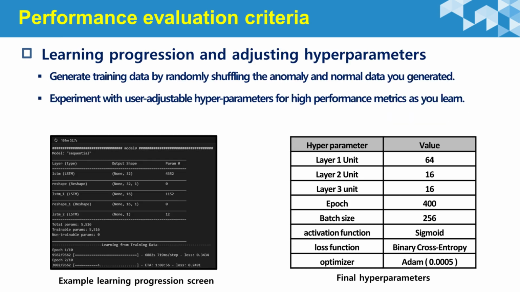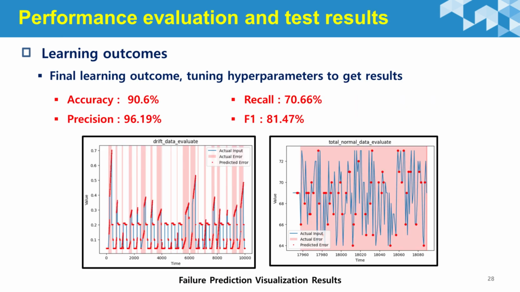Next up is learning progression and adjusting hyperparameters. We trained on a mix of normal and anomalous data. We increased performance by tuning hyperparameters as training progressed. The left side shows the screen where the training is taking place, and the right side is the final hyperparameter learning result. The final learning outcome is 90.6% accuracy and 70.6% recall.